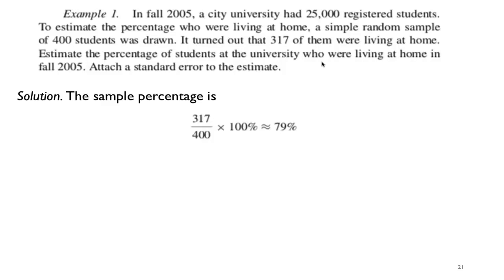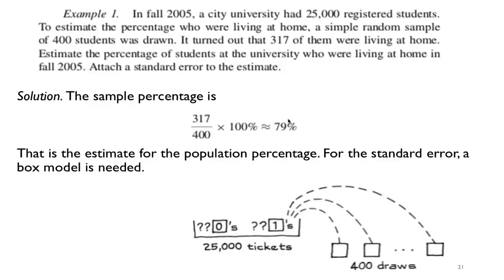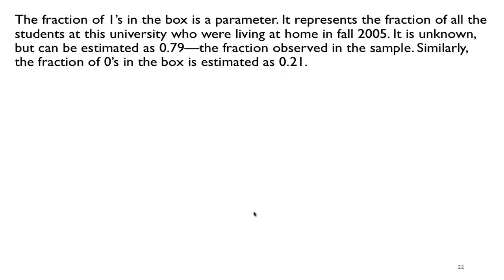So here's the sample percentage. 317 divided by 400 converted into a percentage is 79%. So we're going to estimate the population percentage to be 79%. That means we expect that 79% of the students from the university also live at home. But how do we compute the standard error for this poll? Well, we need the box model again. Again, 25,000 tickets is the whole population of the student body, but we don't know that information. We don't know how many of them live at home. So we look at the 400 draws.